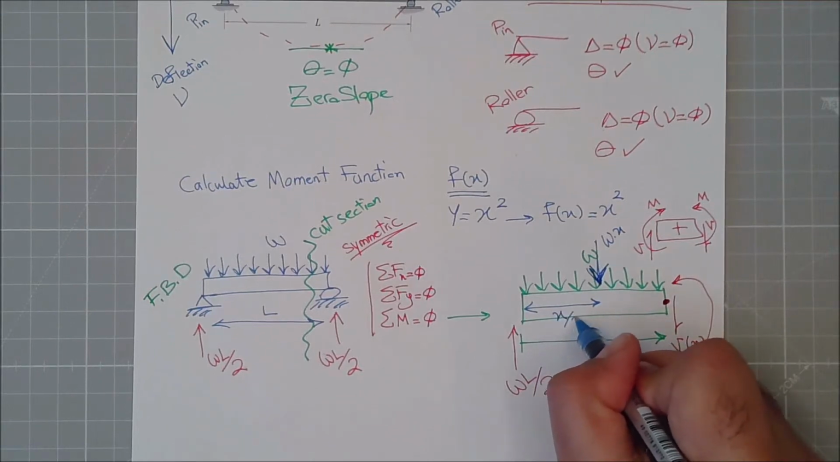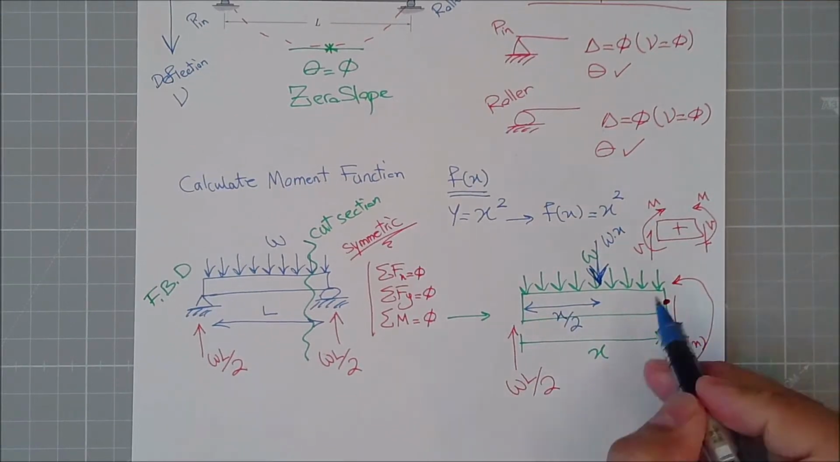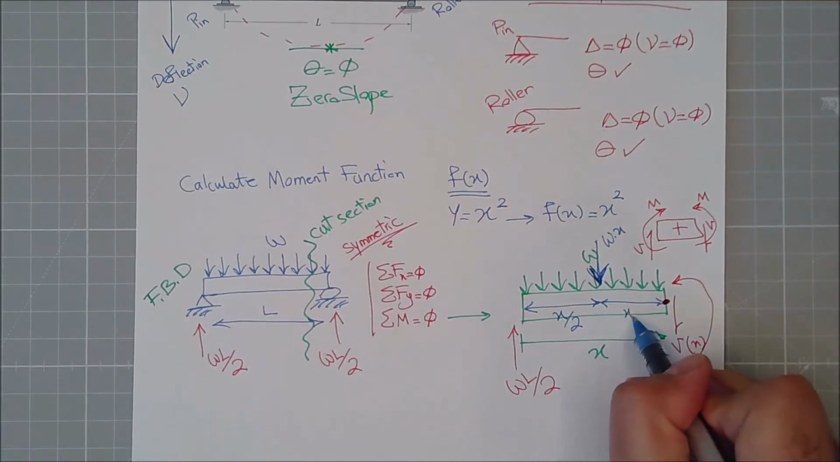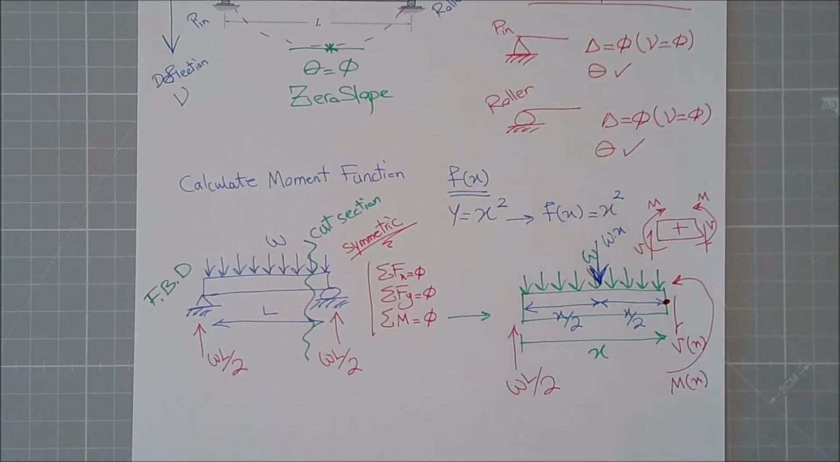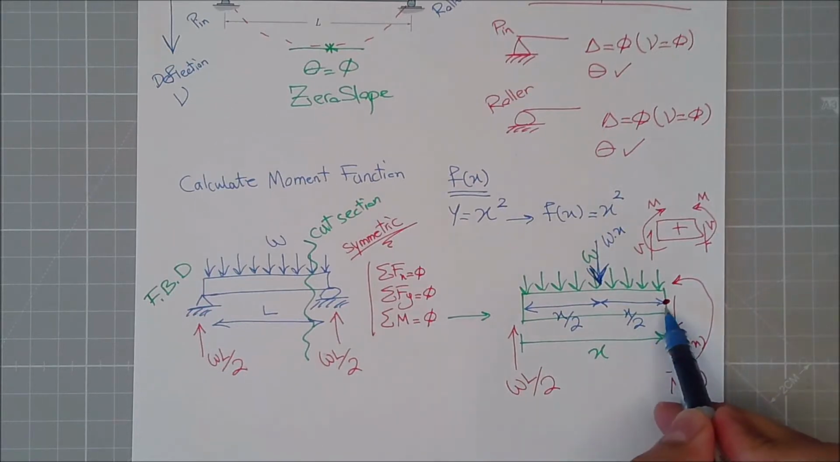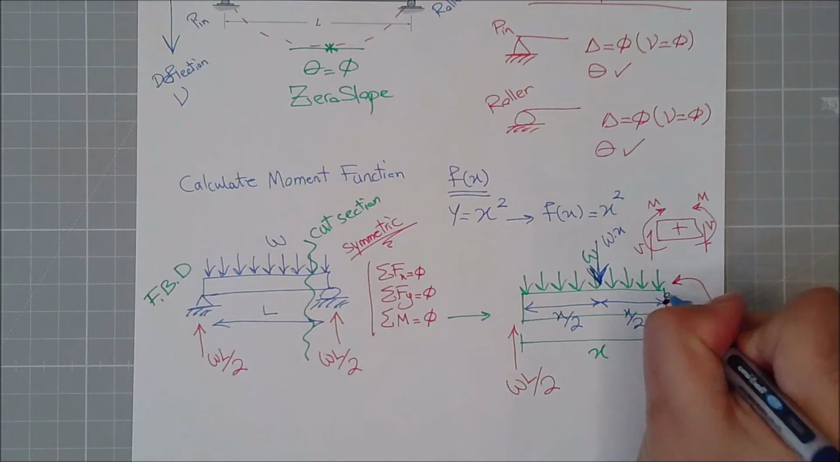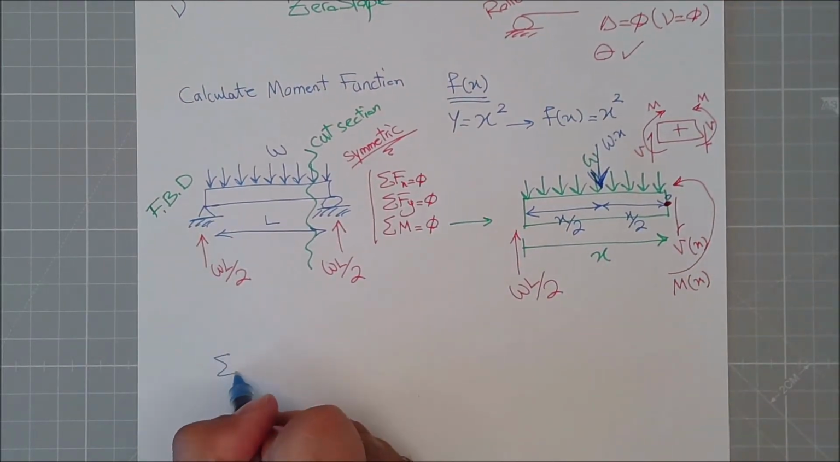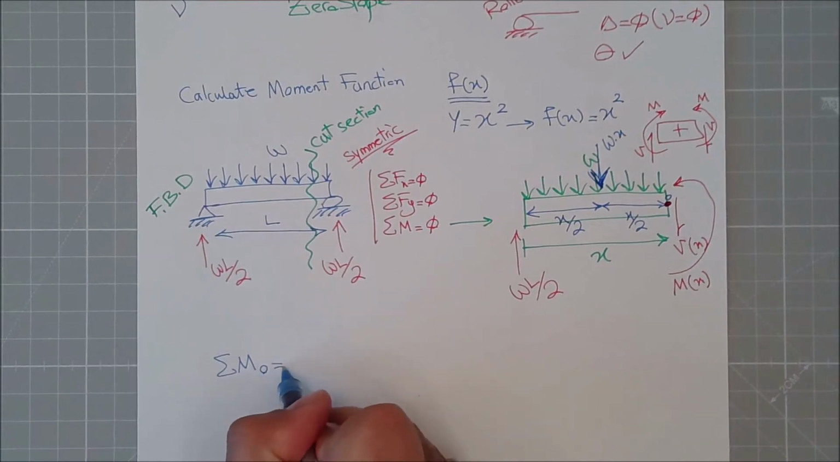which will be X divided by 2, from both sides, because the length of my new beam is X. Now it will be applied in the middle, so X divided by 2. Let's take a moment along this point. Let's call it O. So the summation of moments about point O equals 0.